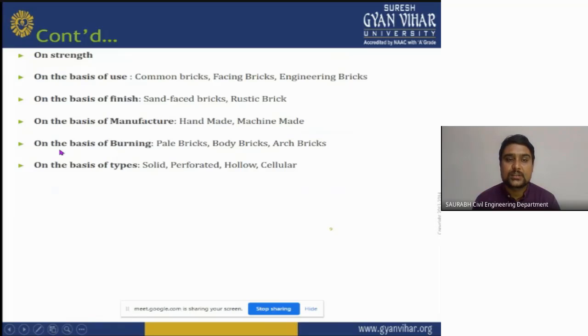Now come to the classification. On the basis of use: common brick, facing brick, and engineering bricks. On the basis of finish: sand-faced brick and rustic brick. On the basis of manufacturing: handmade brick and machine-made brick. On the basis of burning, it is classified into three parts: pale brick, body brick, and arch brick. On the basis of types: solid, perforated, hollow, and circular. These are the types of brick according to their uses.